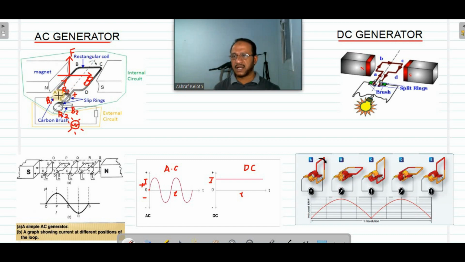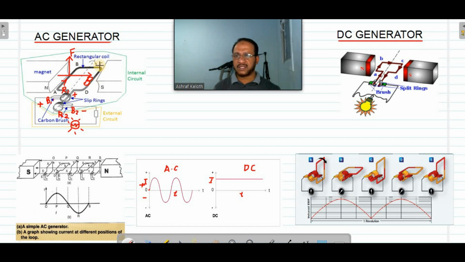AB is connected to ring R1. So the brush also is in contact with that. So we can say brush B1 will give positive current. Brush B1 is positive and brush B2 will be negative. So inside the coil, current will be flowing from positive to negative, from R1 to R2, this way.